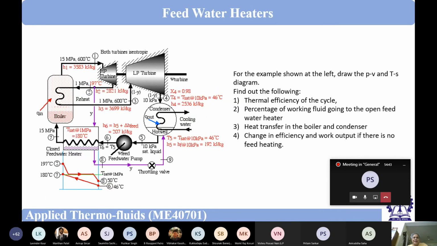Then I have taken one problem, the counterpart of the same problem. In the earlier problem, there was an open feed water heater. Here we have a closed feed water heater. Solve the same things and see whether there is any difference in the result or not.